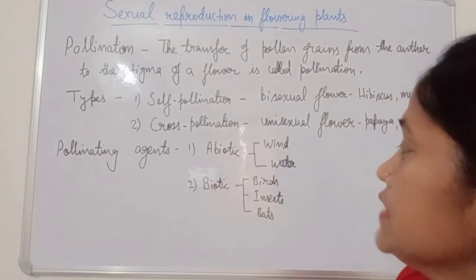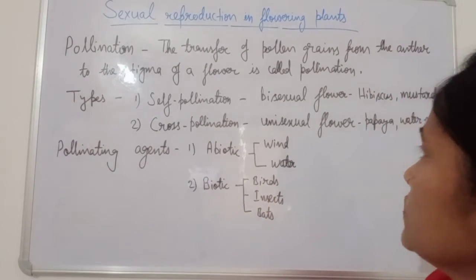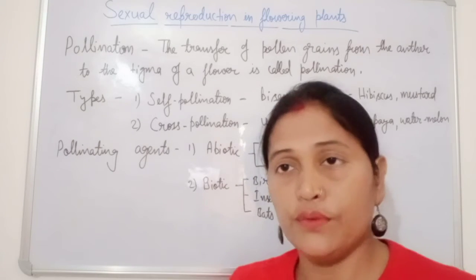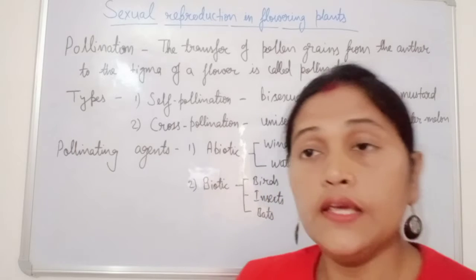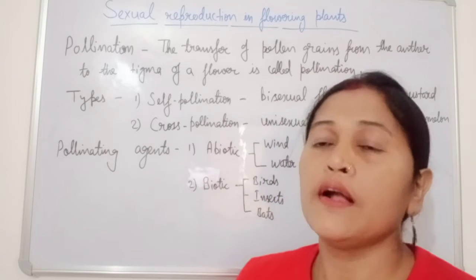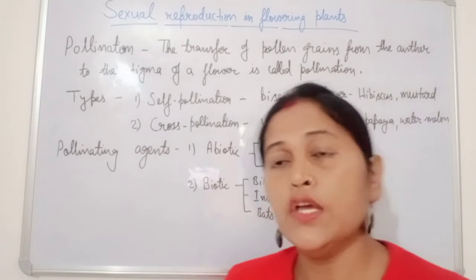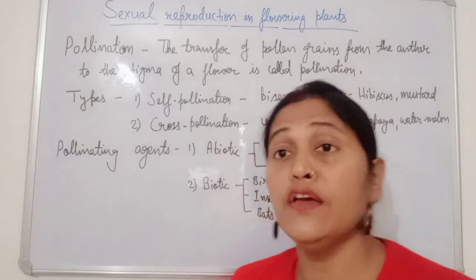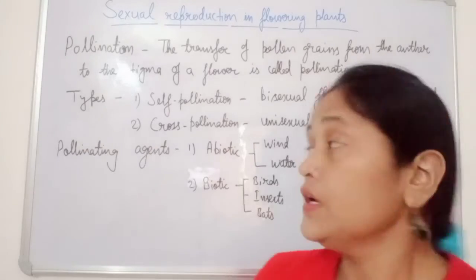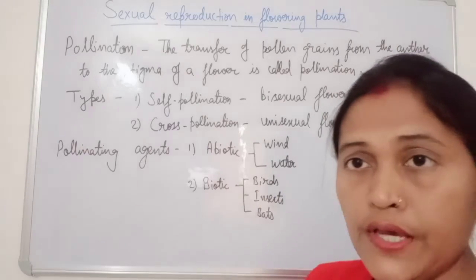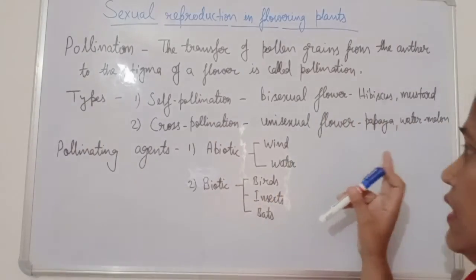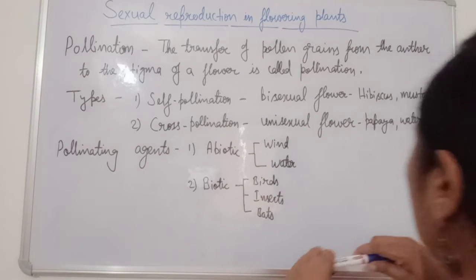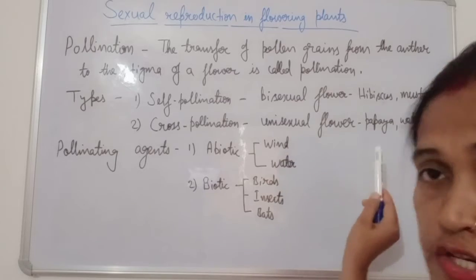Now the second one is cross pollination. Cross pollination occurs in unisexual flowers. Unisexual flowers are those that contain either stamen or carpel, not both. In that case the only way to pollinate is cross pollination. Which type of plants? Papaya and watermelon. In those, cross pollination occurs.